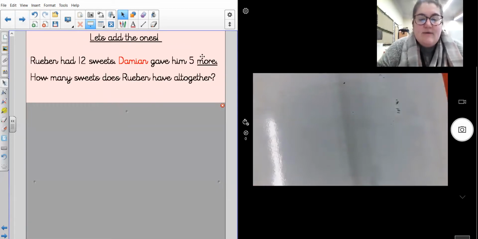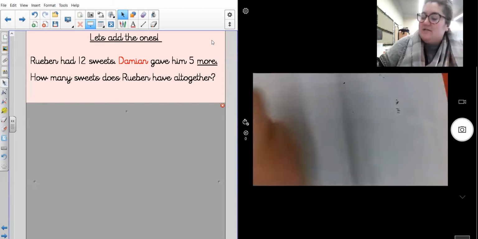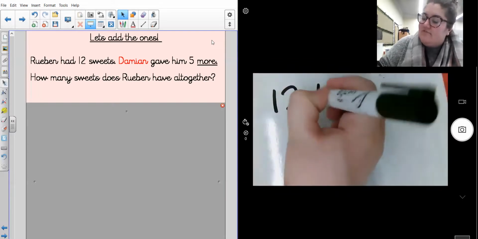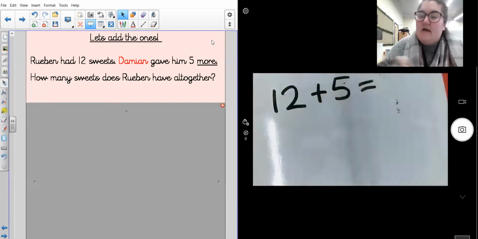So we are going to add the ones. Now you might think, oh, we've solved this problem already, Miss Winfield. We did it yesterday, but we are going to tackle it in a different way. We are going to use our purple Prove It glasses and wear them a little bit differently, okay? Because our problem is Reuben had 12 sweets. Lucky Reuben. And Damien gave him 5 more. Okay, so we've got 12 and we are adding 5 more.